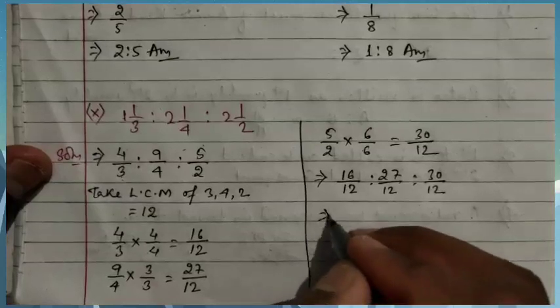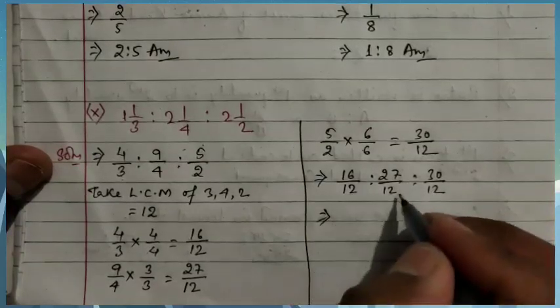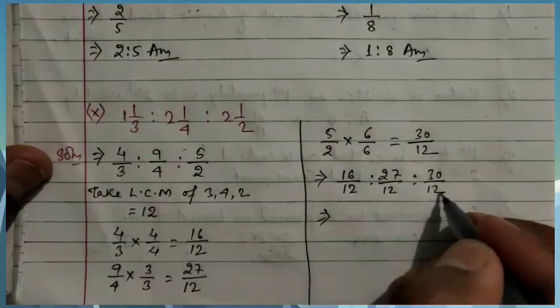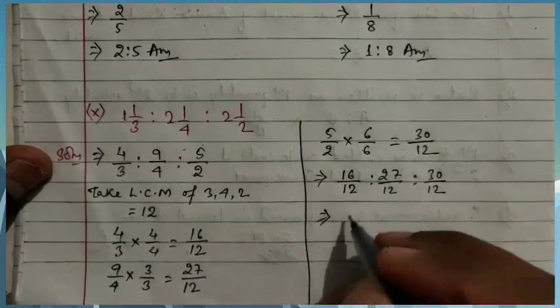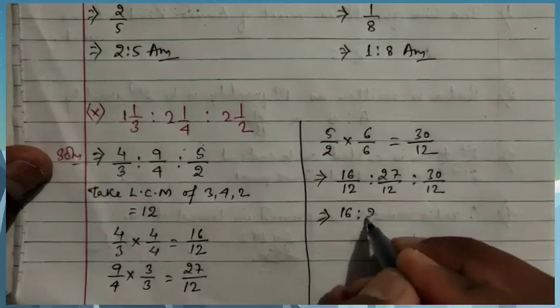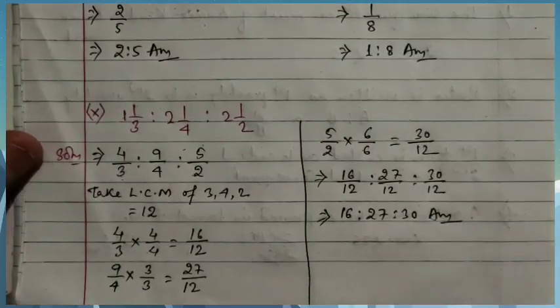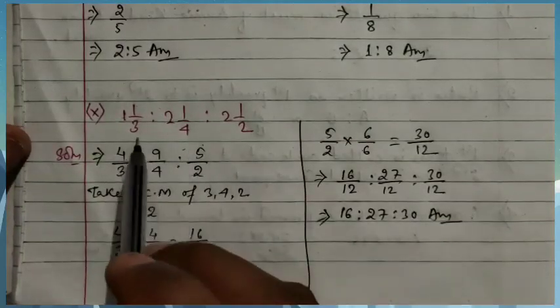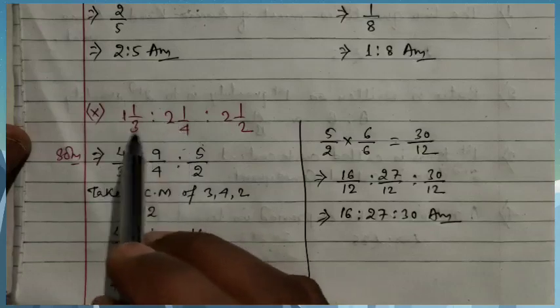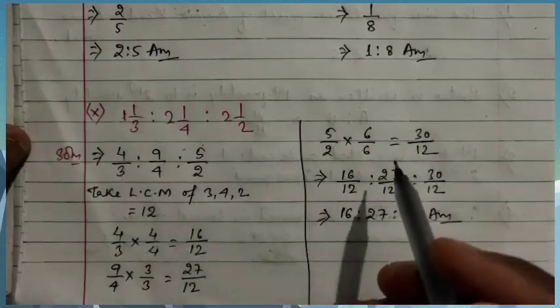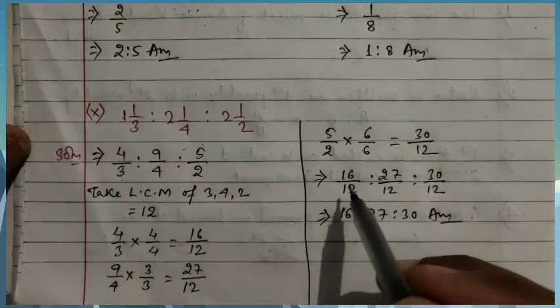Now here what will we do? We will simply cancel the denominator. Remove the denominator. What is left? 16 ratio 27 ratio 30. This will be your answer. Like this you can solve if the ratio is given in 3 or more terms. You have to solve in this manner.